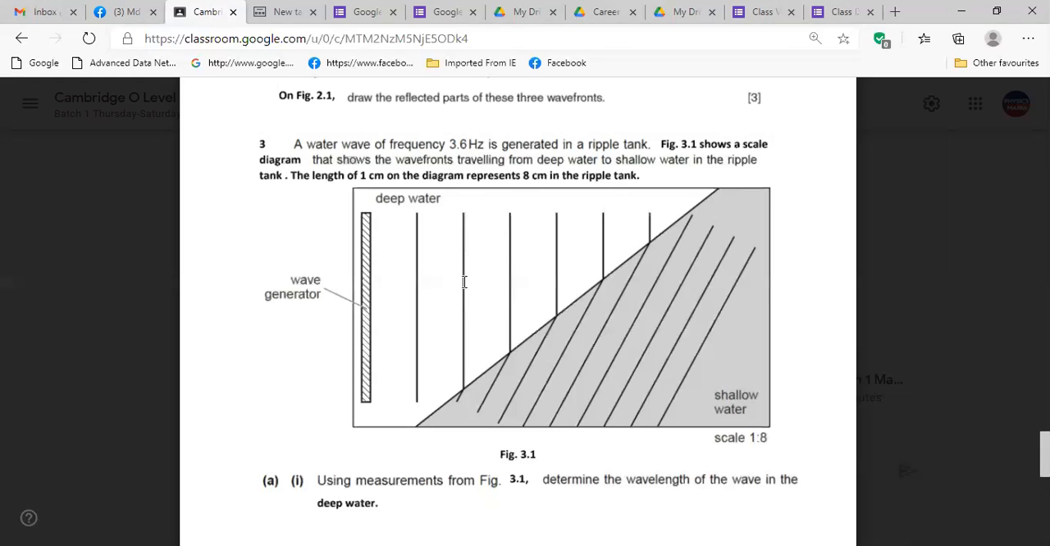Four centimeter. No, it should not be 4 centimeter. With your ruler, you find the gap between these two. That is giving your wavelength. It's 6 centimeter. This two gap.